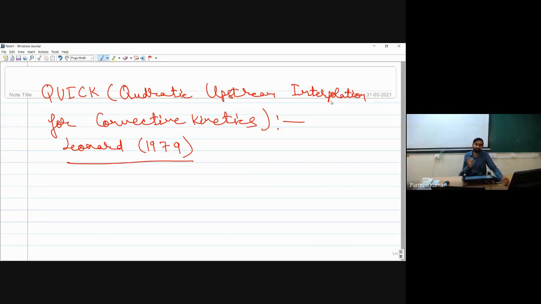The basis of this scheme is quadratic upstream interpolation. It means the function we consider for our discretization is a quadratic function, and we give weightage to the upstream direction. Let me first take our normal grid representation. Say this is my node P, this is node W, and this is one more node, WW. Similarly, in the downstream direction I have node E and one more node, EE. I am considering that the flow is from left to right.